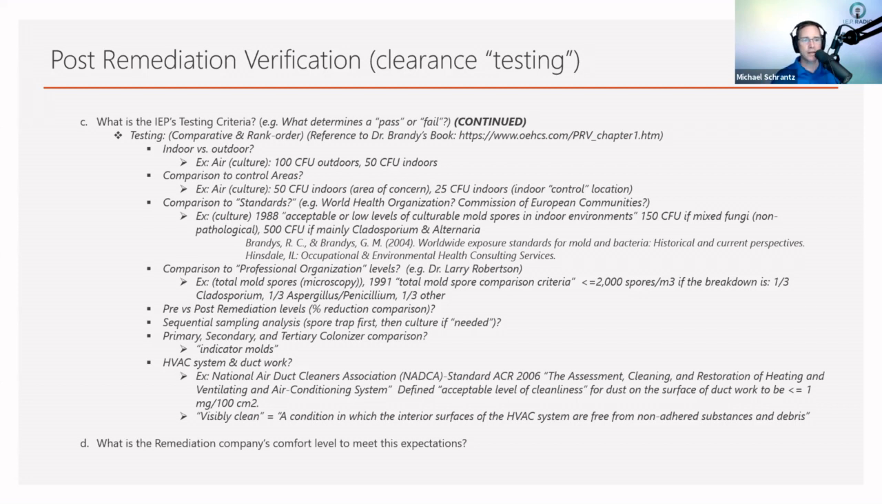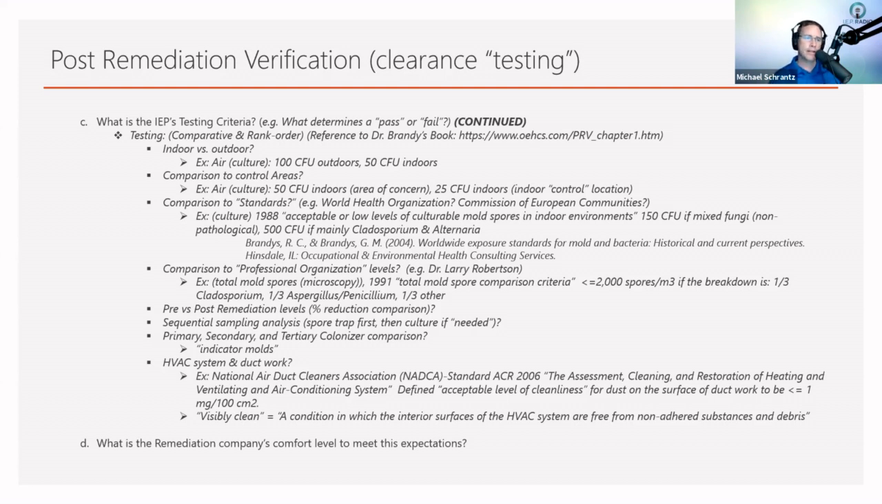The other thing that is done sometimes is what we call sequential sampling analysis, where in Dr. Brandes' book, he mentions you'll have a company that will go out in the field, they'll collect spore trap sampling. And right now we're focusing a lot on air samples. I want to be clear that I'm not advocating that I'm a fan of just air or just surface. I'm just reporting information right now.